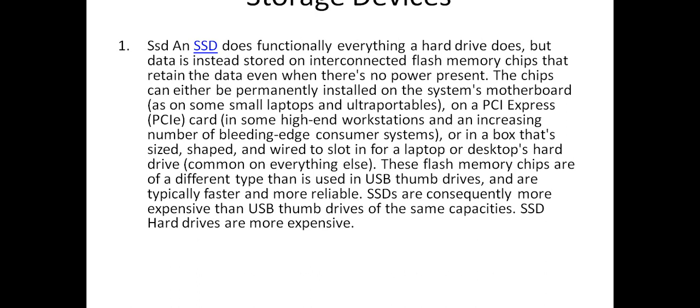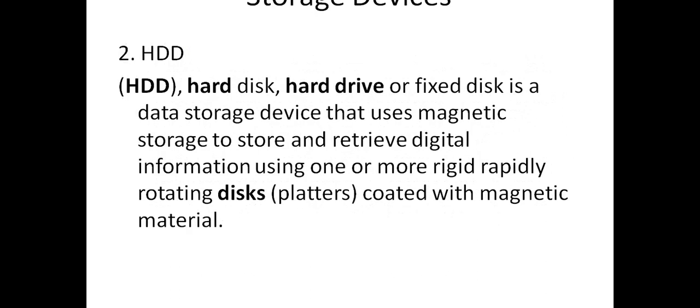Now the first type of storage which we have is known as SSD. SSD stands for solid state drive. This is the fastest drive which we have these days. The second type of storage is HDD. HDD stands for hard disk drive. It is a storage device that uses magnetic storage and retrieves digital information using one or more rigid rapidly rotating disks. HDD drives are cheaper, but not the fastest. SSD is 4 times faster than HDD.